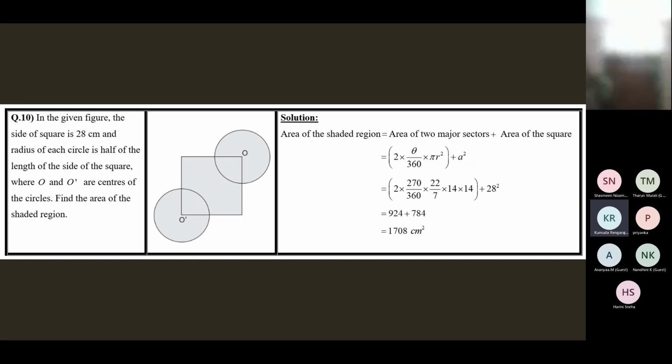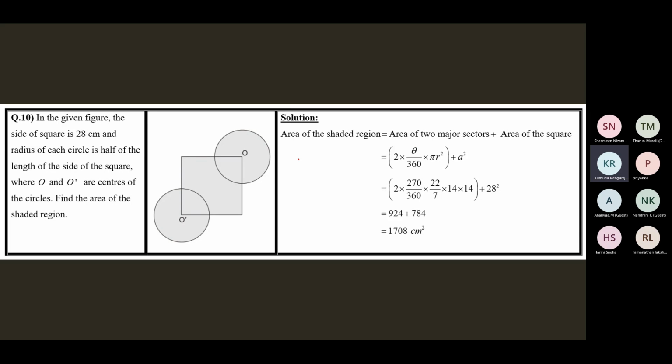Take a picture, children. Now you may have a doubt: for a major sector, the formula is 360 minus theta. That's okay. See, for theta, I've substituted 270 directly. Because that's how we have learned, area of the major sector is equal to 360 minus theta by 360 into pi r square. If you want to write this formula, you must write 90 here, 360 minus 90. You can understand that.